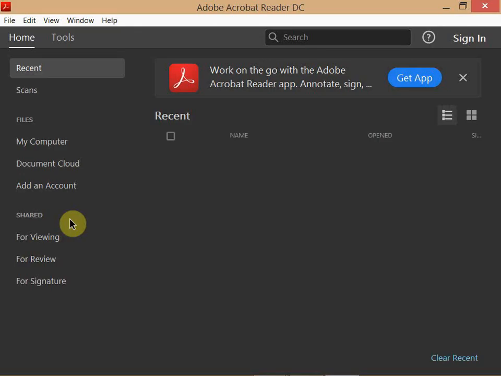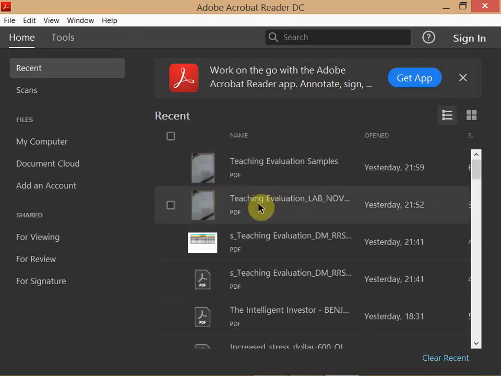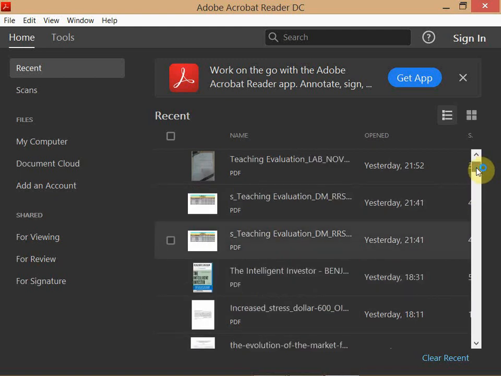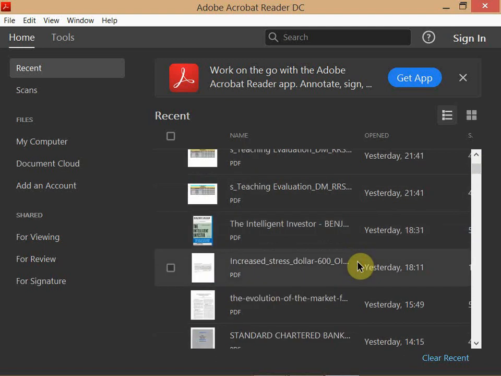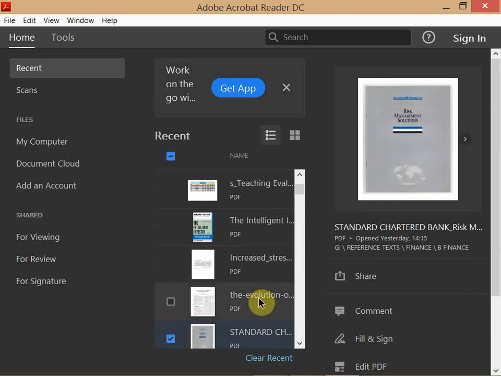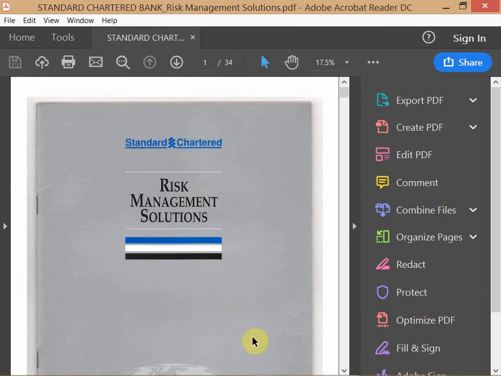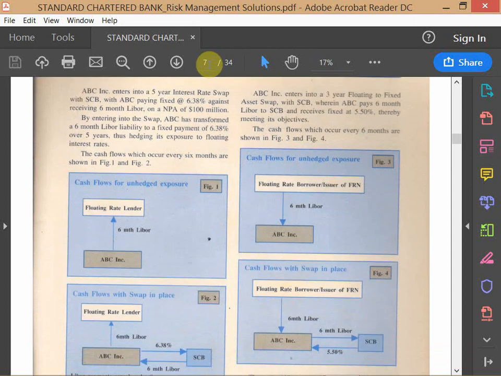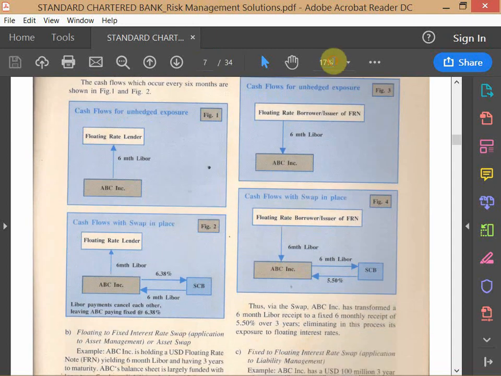So you already saw swap-driven issuance where the issuer initially issued in floating rate dollars and then swapped into fixed rate dollars using a fixed floating IRS. Remember that? Okay. So we are now going to look at a case. That is a case of swap-driven issuance. I think that was on page 7.